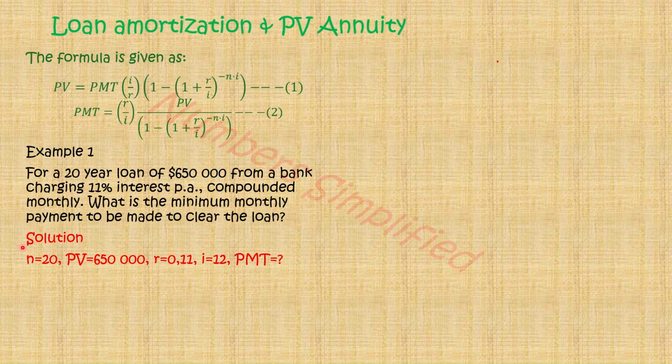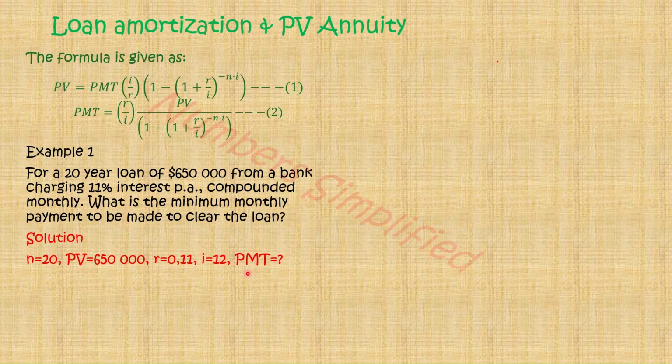So as usual, it is crucial that we identify each and every variable that we are given. The first thing that we note is we are given the number of years, so our N is 20. The value of the loan itself, that is the present value, is $650,000. Then the interest rate is 11%, that is to say 0.11. Then the compounding period is 12, since we have 12 months within a year. Then we are looking for the PMT.